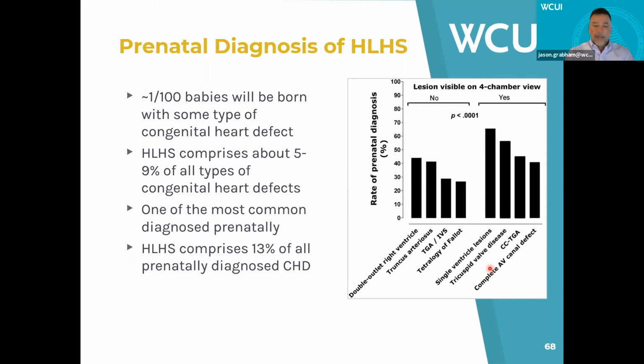And so we know that it's the most common congenital heart defect. In fact, about 1 in 100 babies are born with some type of congenital heart defect. Hypoplastic left heart syndrome comprises about 5 to 9% of all congenital heart defects. It is obviously one of the most commonly prenatally diagnosed heart lesions that we see. And hypoplastic left heart syndrome comprises about 13% of all prenatally diagnosed congenital heart defects.